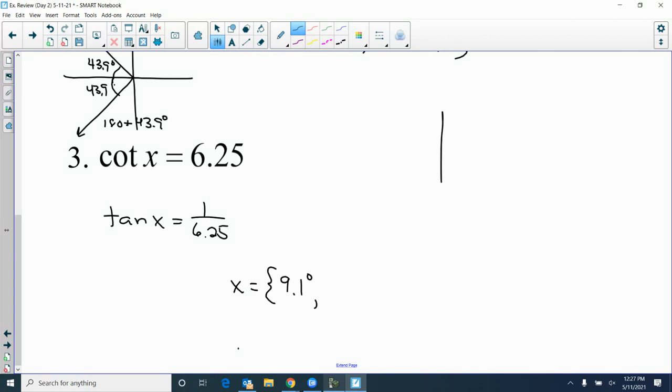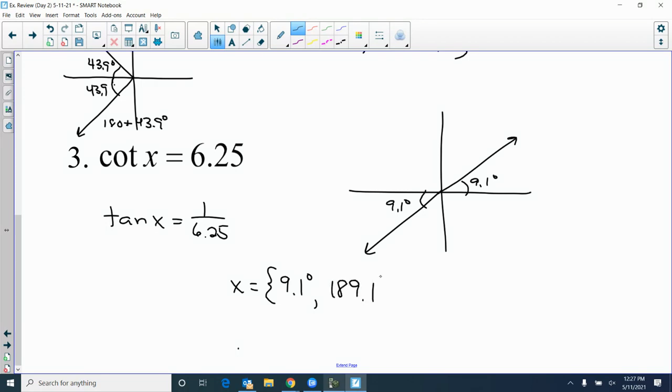And then that's going to be quadrant 1. And then in quadrant 3, it's also positive. So take 180 plus that. So it looks like it's going to be 189.1 degrees. Okay, so 9.1 and 189.1.